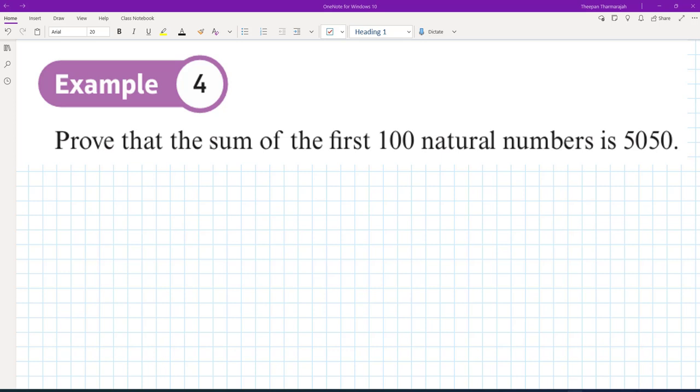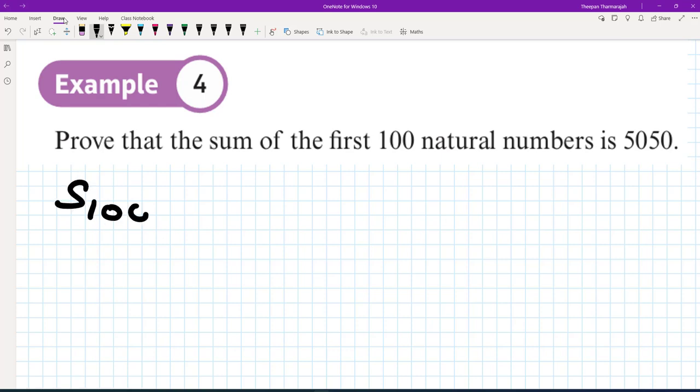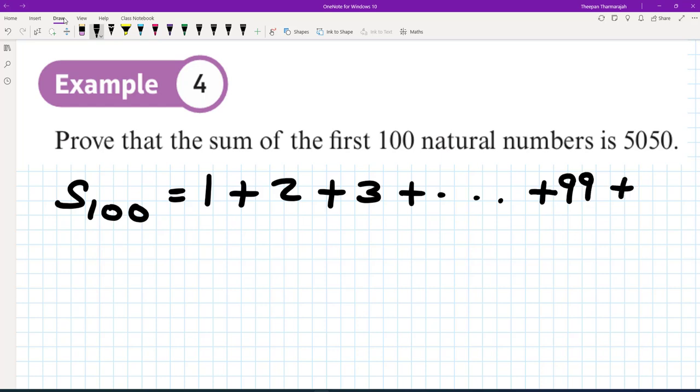So this example states, prove that the sum of the first 100 natural numbers is 5050. So what we need to do first of all is to write down the sum of 100 terms. So we denote that by S subscript 100. And that goes, a natural number is a positive number that does not start with 0. So we've got 1 plus 2 plus 3 all the way up to 99 and 100.